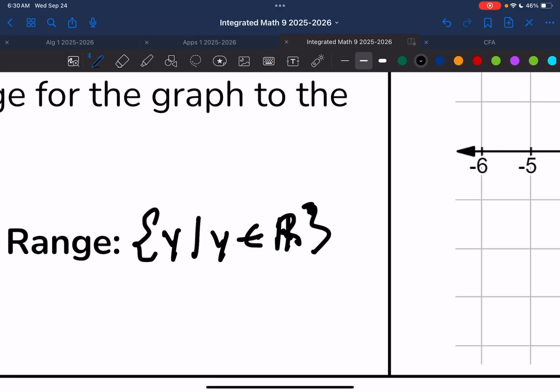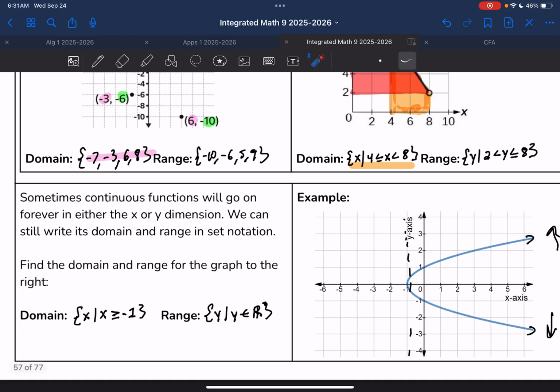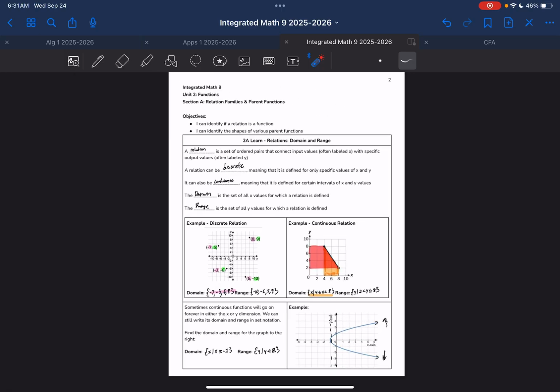So this is kind of a set phrase. You think about it this way: all values y such that y is a member of this crazy looking R. The crazy looking R means all real numbers, and it just means take everything. As long as it's on the real plane, any values of y work.